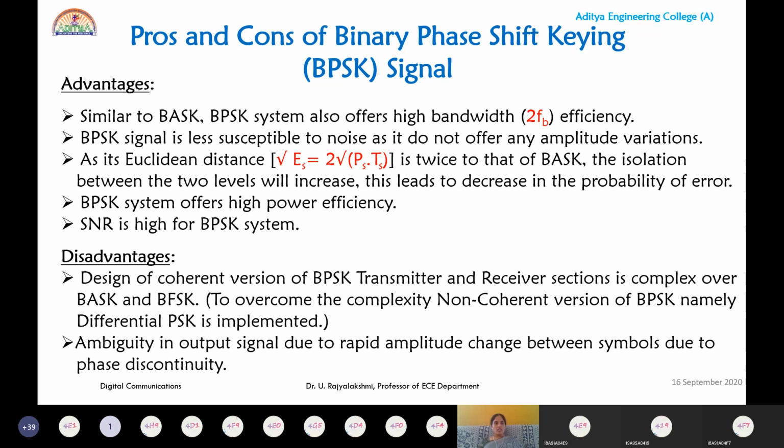And one more drawback is that if you observe the output of the BPSK signal, it will have amplitude change. If you carefully observe the waveform, you will have amplitude change between the symbols due to phase discontinuity. When the data bit is 1, you will have the same phase as the carrier. For example, if the next bit is 0, suddenly the phase changes. The phase will be 180 degrees. So suddenly, actually it should go to higher magnitude, but there is a rapid change to lower magnitude because the phase should be 180. So during these phase discontinuities, our amplitude rapidly changes. That is, near the phase discontinuities, there are rapid amplitude changes between the data bits. This leads to ambiguity in the output signal.